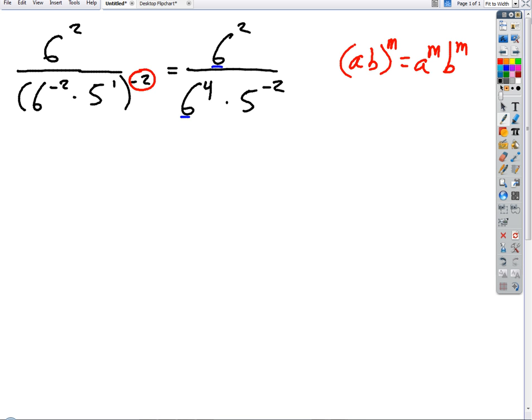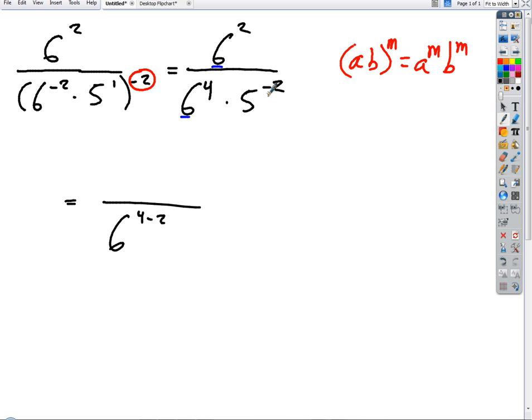So where does it end up, bottom or top? Bottom, because 4 is a bigger power than 2. So the 6 is going to end up on the bottom. If I write this as a fraction, I'll have the base 6 on the bottom to the 4 minus 2. On the top, where does the 5 go? The 5 squared goes on top.